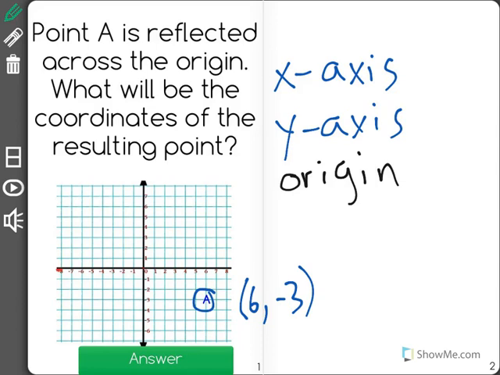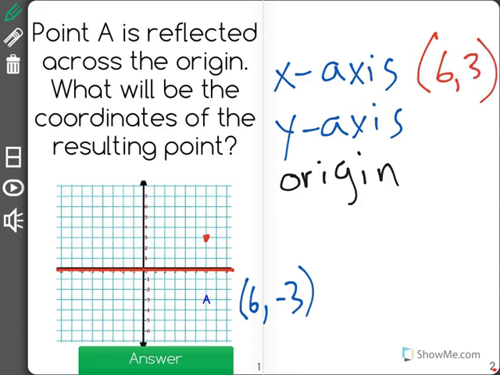Now, we know that our x-axis here is horizontal from left to right. So what that means is we're going to take the same point, A, and we are going to reflect it on the opposite side of the x-axis. So it would keep its value of 6 in the x-value, but its y-value would become 3. So reflecting this point across the x-axis would give it a value of 6, 3.